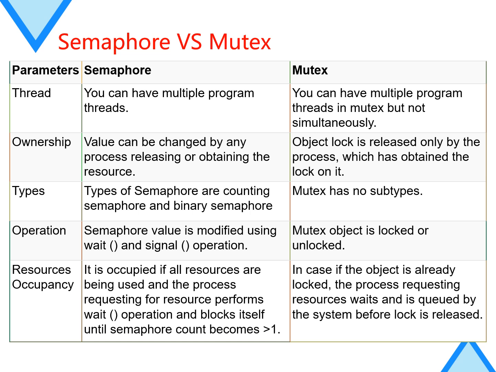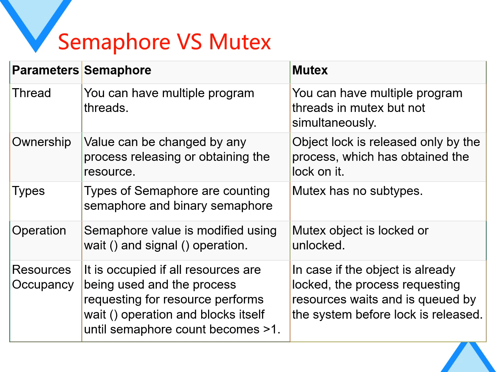Resource occupancy: it is occupied if all resources are being used and the process requesting resources performs the wait operation and blocks itself until the semaphore count becomes greater than 0. If the count becomes greater than 0, the resource is not occupied. In case the object is already locked by some process and a new process requests resources, it has to wait and should be put in the queue by the system before the lock can be released by the owner process.